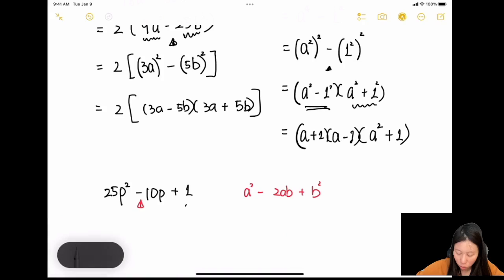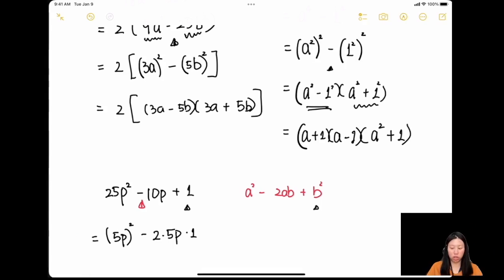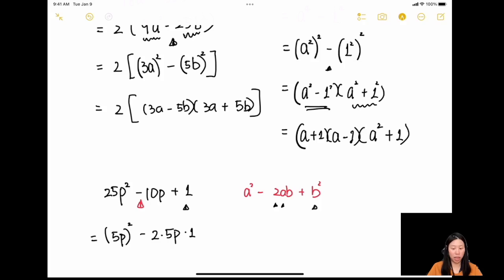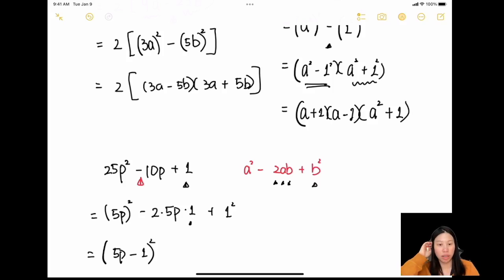So now take a look. 1 is our b squared. 10p is our 2ab. And a squared is equal to 25p squared. So first of all, we will write 25p squared as 5p squared. And 10p, we can write as 2 times 5p times 1, because our 2 is the 2, right? a equals 5p. 1 is our b, at 1 squared. So that means our a and b are 5p and 1, so it is 5p minus 1 squared. So that's how you factor it.